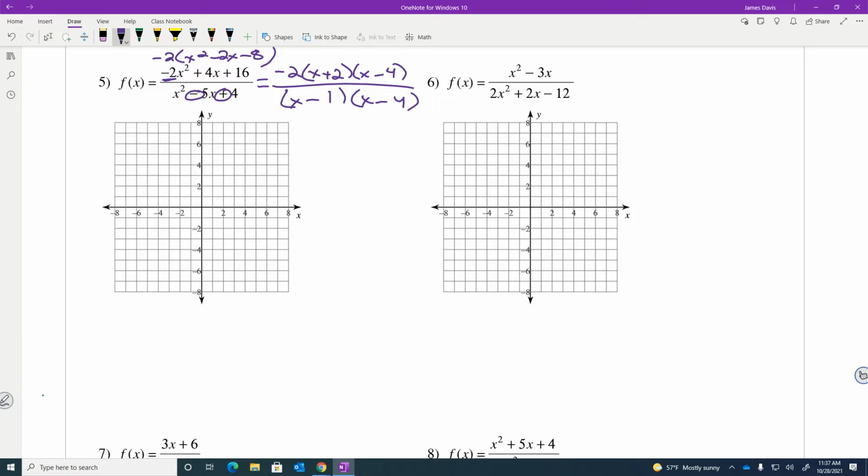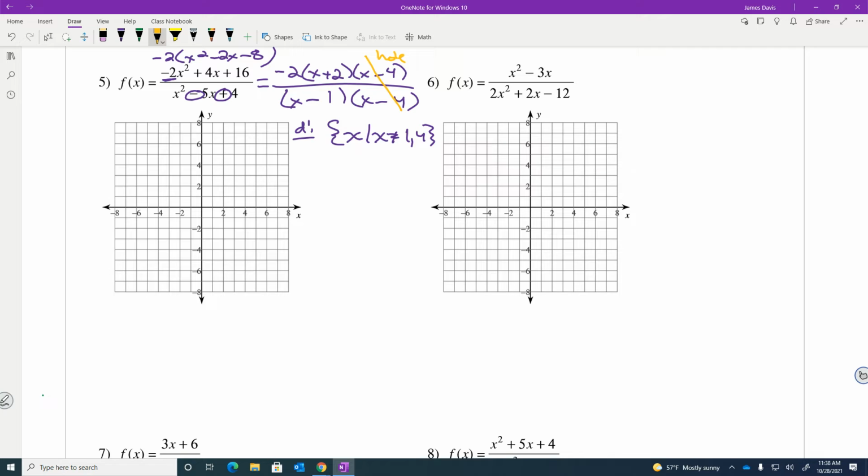Once you get that, then it's just remembering what each of the ones are. Easy to figure out though. So the domain, we want to exclude anything that makes the denominator 0, which are 1 and 4, right? All x such that x cannot equal 1, 4. We do have a hole, right? Because these are the same. There's a hole there. So when we do our x-intercepts, we're not going to include that 4 because it's a hole.